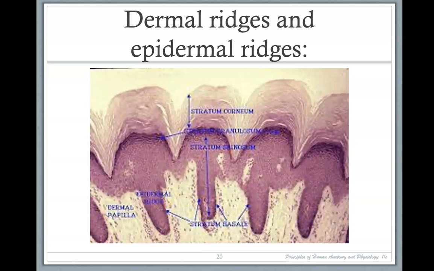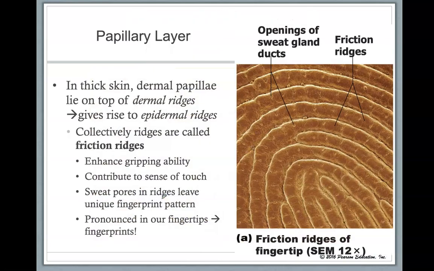So that's a little more nitty gritty than you needed to know. But what I wanted you to really see is that these dermal ridges give rise to the epidermal ridges. And then those ultimately give rise to our fingerprints, okay? And so these epidermal ridges collectively, we'll oftentimes call friction ridges. And it makes sense, right?